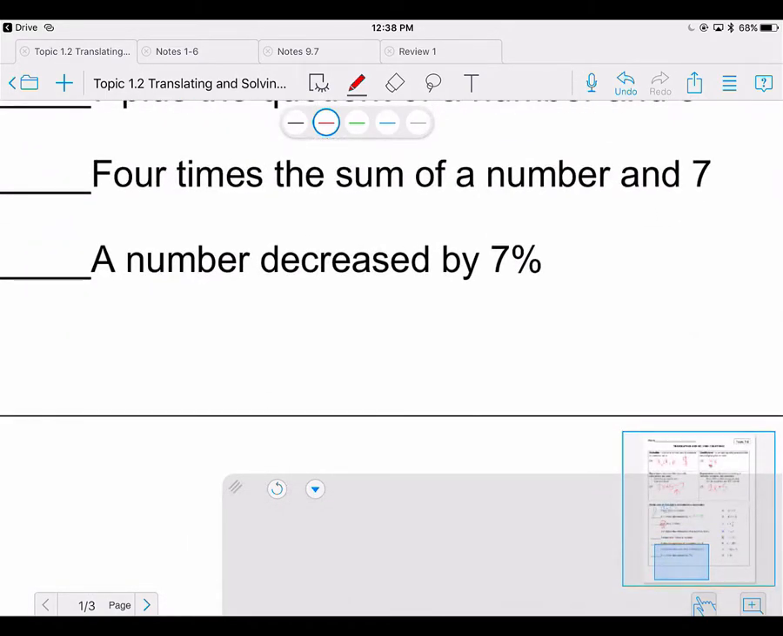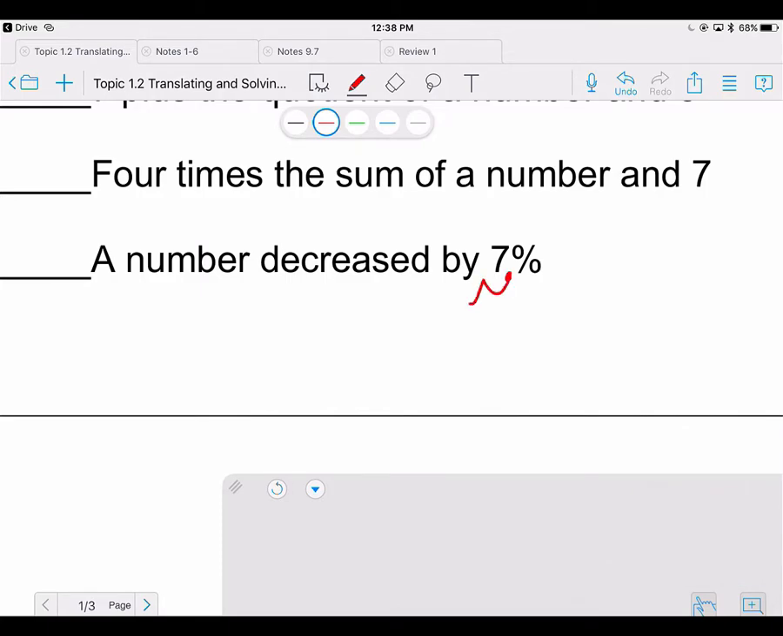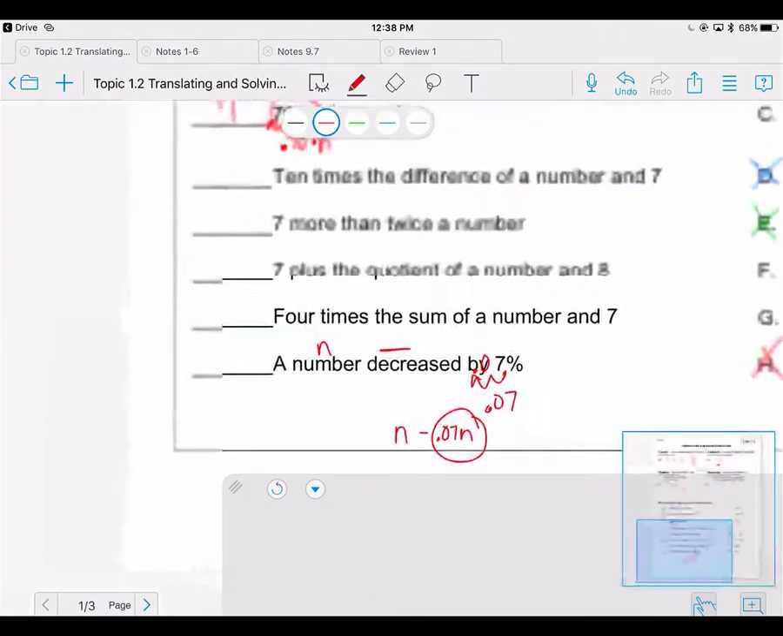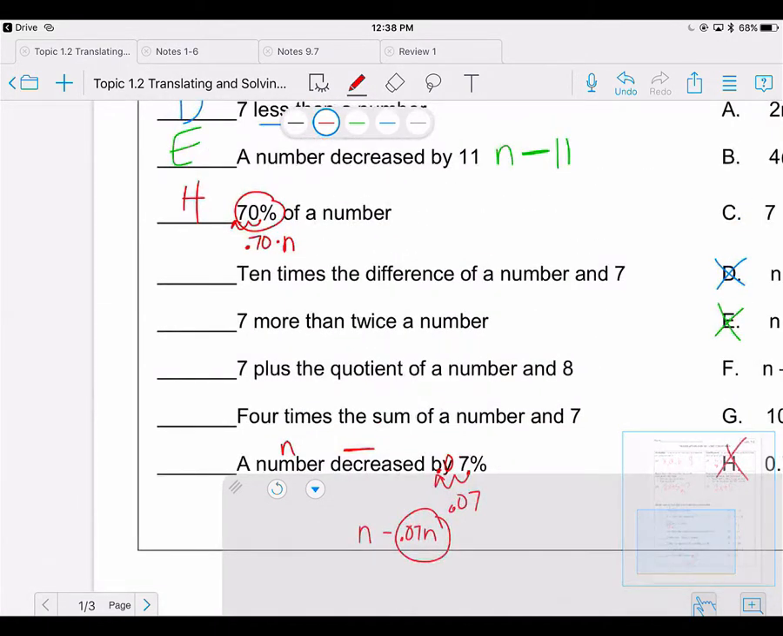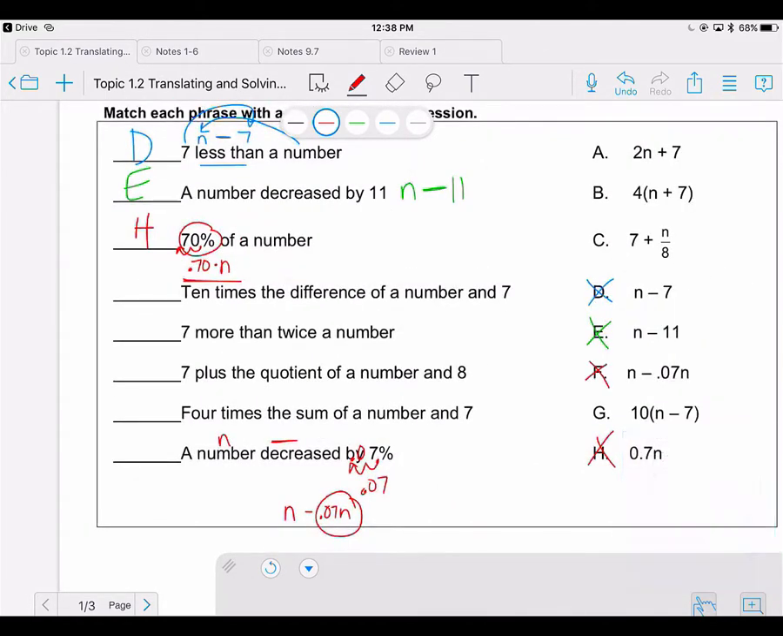While we're already speaking of percents, the bottom one says a number decreased by 7%. Again, percents we go to the left, to the left. So that as a percent is 0.07. When you are taking a number and decreasing it by a percent, first thing you have to do is find that percent of the number. Because we are decreasing it, it's a number, so n decreased by, minus, 7% of that number would be represented by 0.07n, just like how up here we did 70% of a number is 0.70 times n. So this one would be represented by answer choice F.